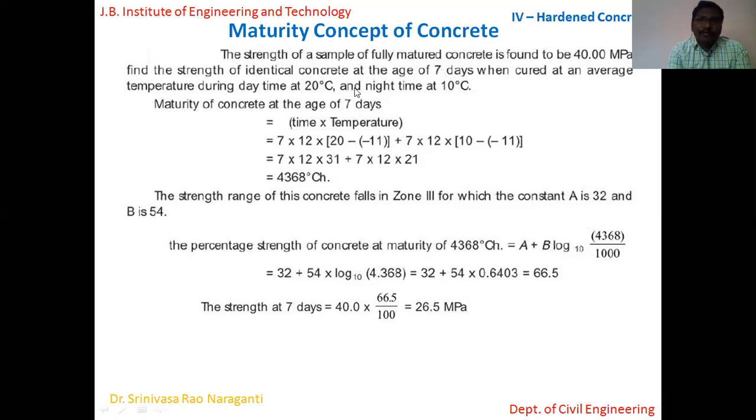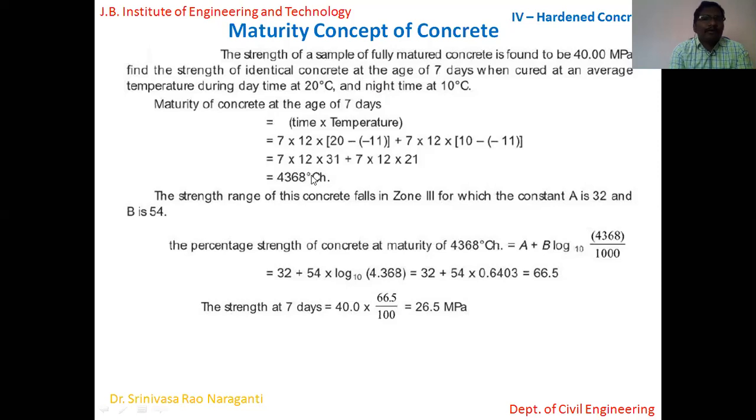First thing is I want to find out the maturity of the concrete. So I'm using 7 days times 12, because I'm splitting into daytime and nighttime. The first part is for the daytime, the second part is for the nighttime. For the daytime, I'm taking half the day, 12 hours, times the temperature difference, which is 20 minus of minus 11. Similarly for the nighttime, 7 days, half the day, times the temperature, 10 degrees minus of minus 11. I add them together and get 4368 degrees centigrade hour. This is the maturity of the concrete.